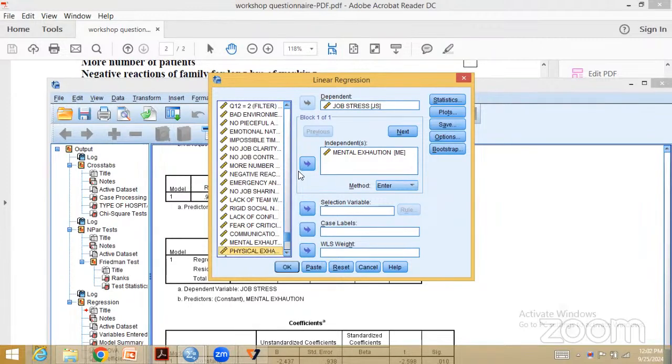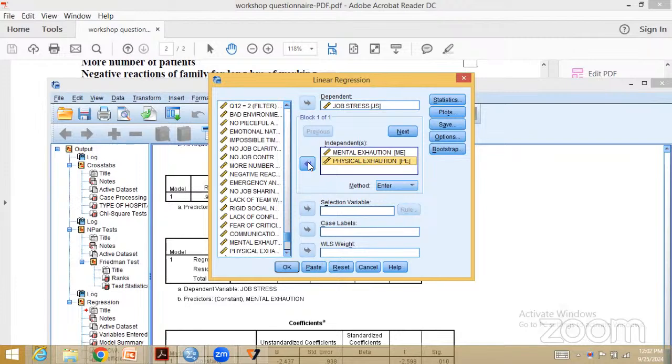Physical exhaustion. So in this case, job stress is the dependent variable. We have two independent variables, mental exhaustion and physical exhaustion. When we add one more independent variable, what will be the effect on the regression output?